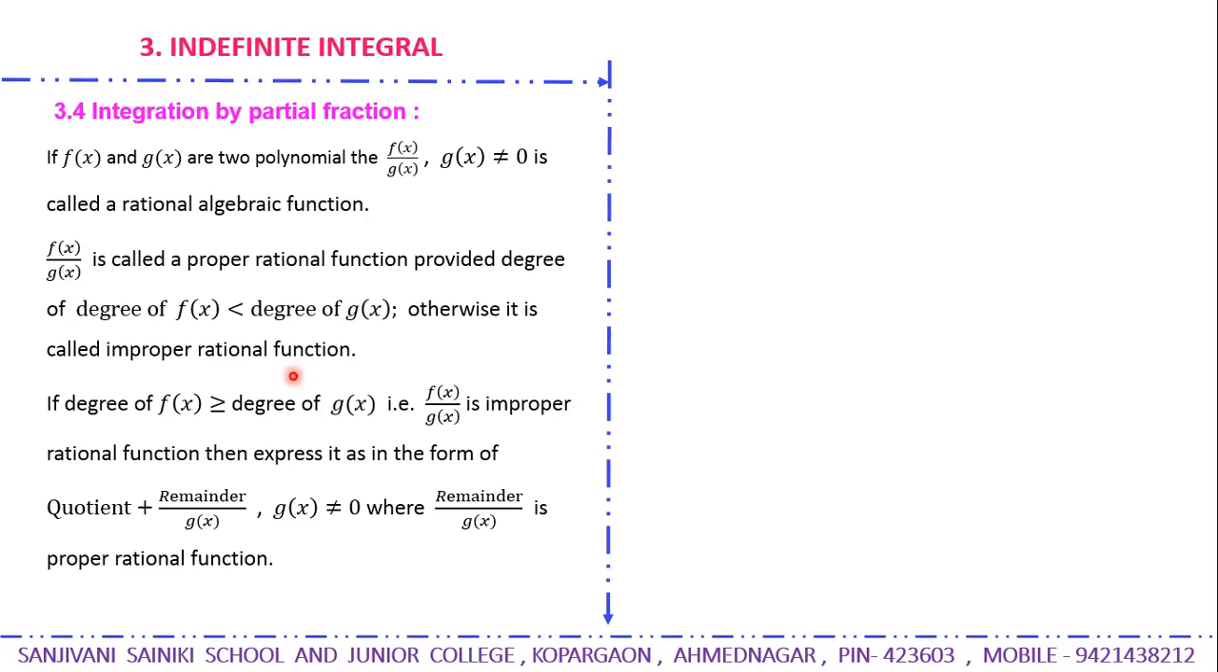Now we can convert this improper rational function into a proper rational function. How? We actually divide the numerator by the denominator and write it in the form of quotient plus remainder upon g of x. Now here the degree of numerator will be less than the denominator and it becomes a proper rational function.